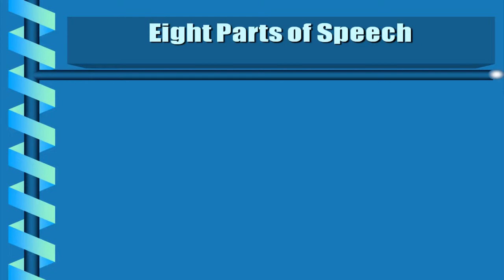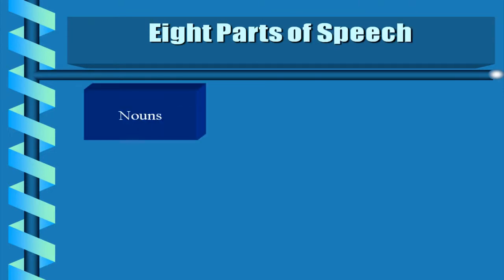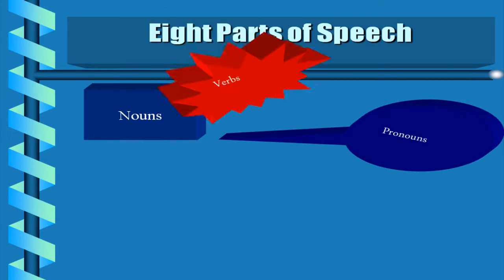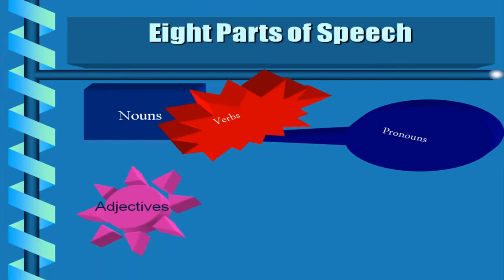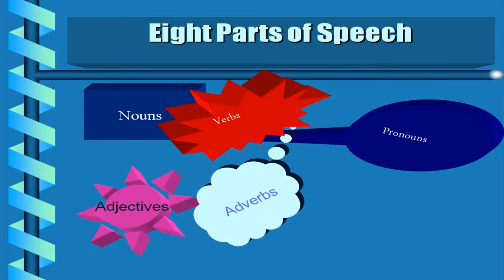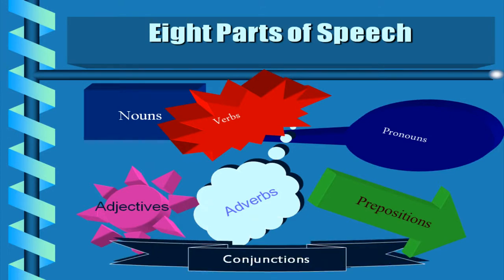Let's first understand what is part of speech. A part of speech is a category of words which have similar grammatical properties. There are 8 parts of speech and they are noun, pronoun, verbs, adverbs, adjectives, prepositions, conjunctions, and interjections. These 8 parts of speech are discussed in detail in the following slides.